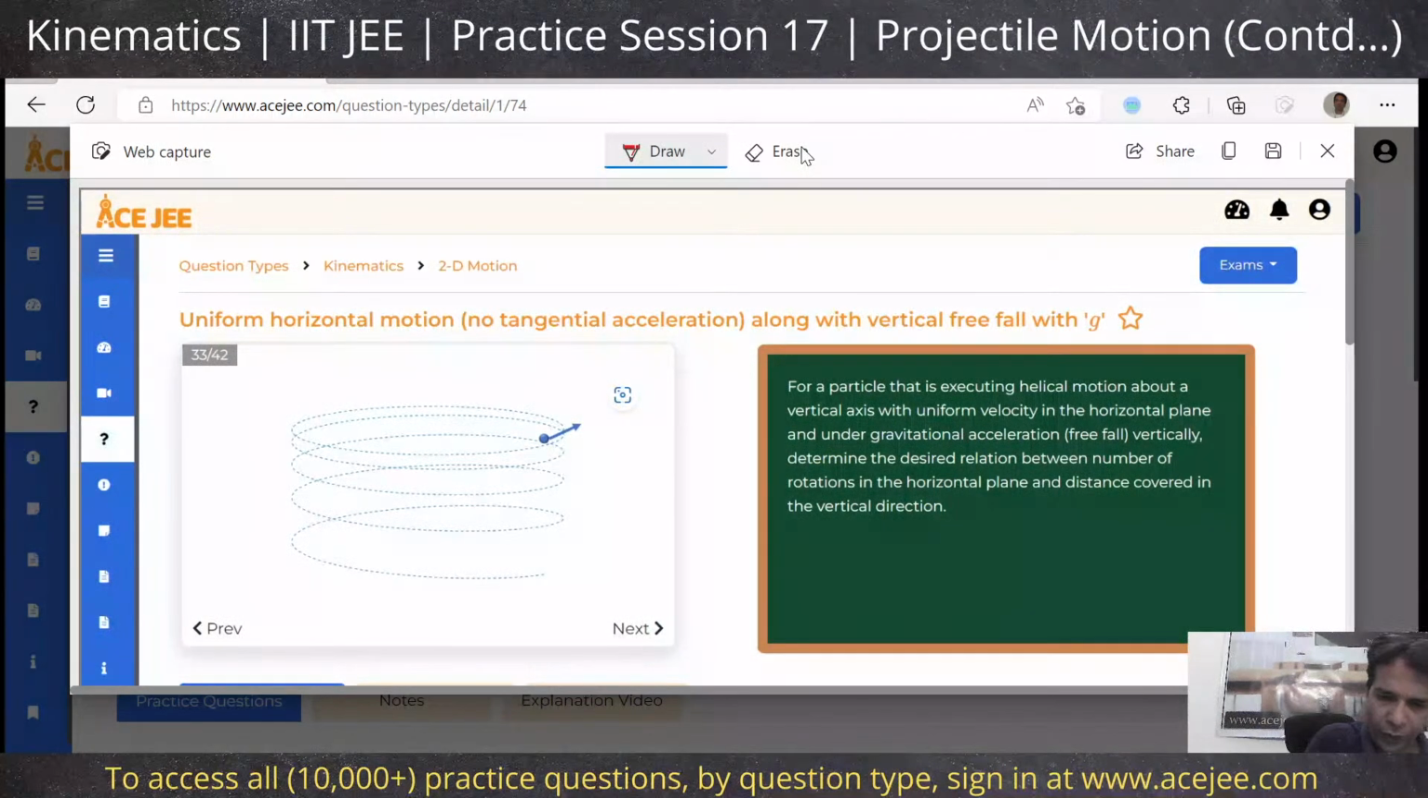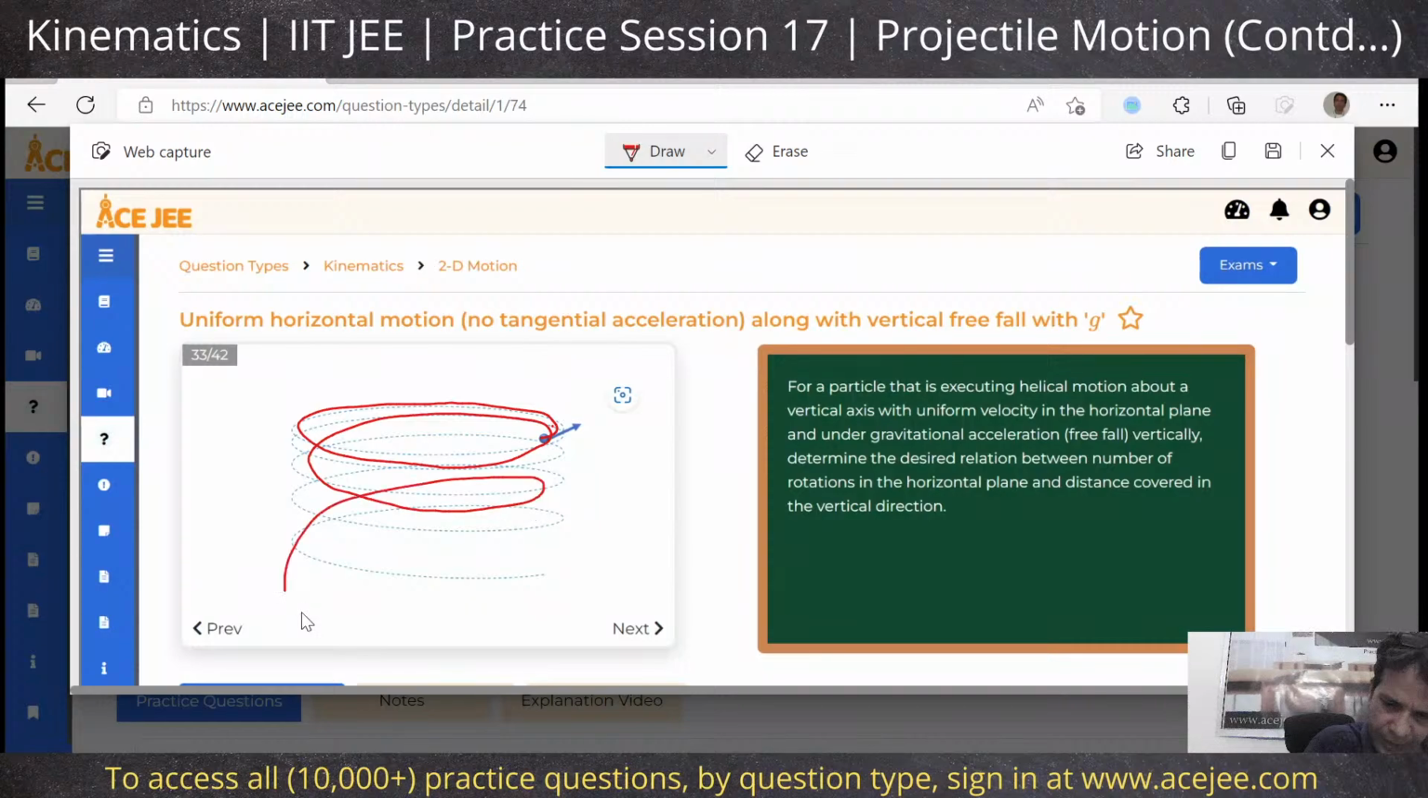Yes, beta. So what will happen is the particle will move like this, as shown here. It will follow a helical path. And interestingly, the pitch of the helix will keep increasing. Yes? Why? Can somebody explain why? What is the pitch? Pitch is the distance moved by the particle, in this scenario in the vertical direction, by the time it completes one rotation in the horizontal plane.